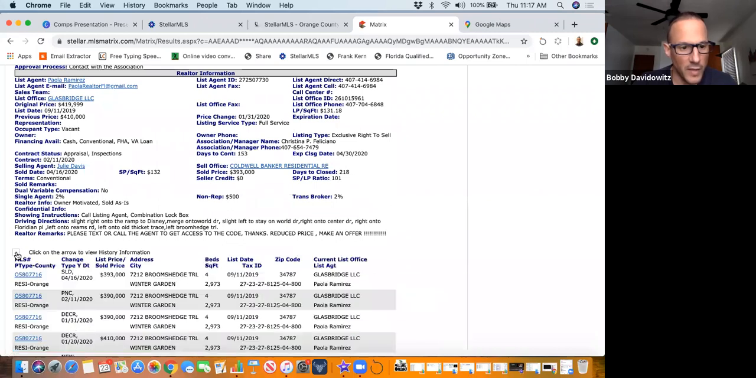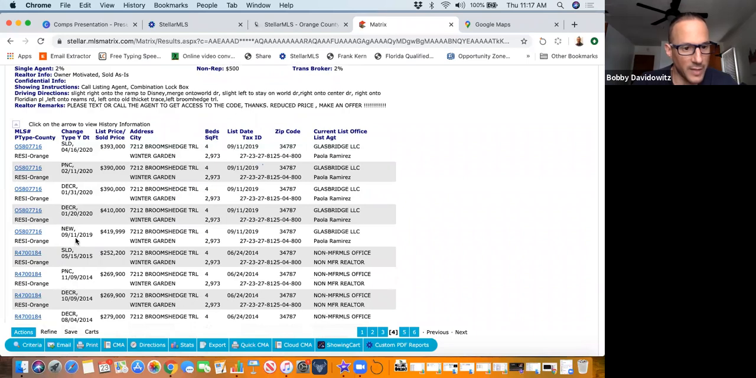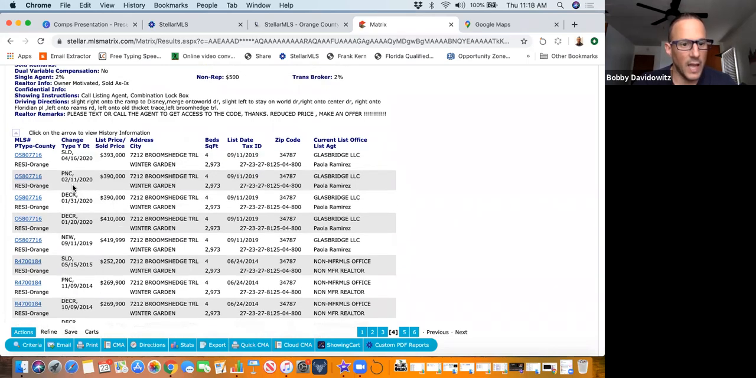Once again, we can look at the history of this property and see what happened. Listed on 9/11/2019 at 419. By January, several months after, they finally lowered it to 410. They decreased it finally to 390, and then about 11 days later, they finally get a contract. Well, you could have saved yourself 6 months of your life and probably gotten a higher price if you would have priced it at 390 from the get-go. You would have gotten competition, and somebody might have paid you 395 for it, maybe even 400. But no, you had to overprice it.